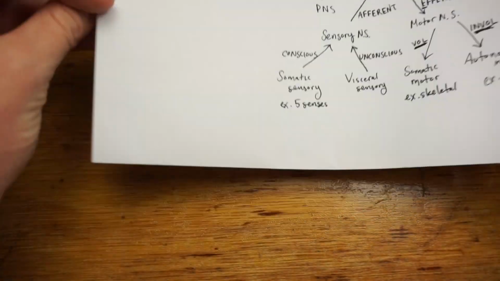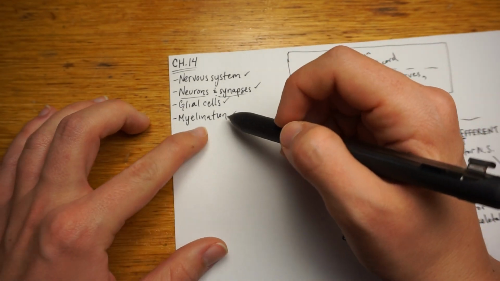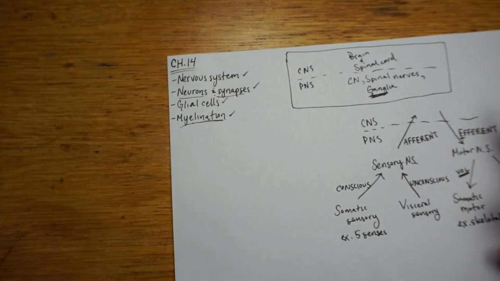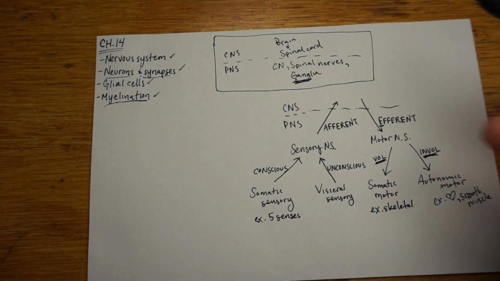Okay? So that's glial cells, and that's also myelination. And there was a couple of slides about how things myelinate. Basically it just keeps wrapping around and around and around like a lollipop.